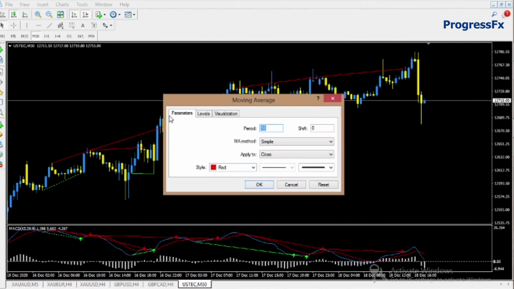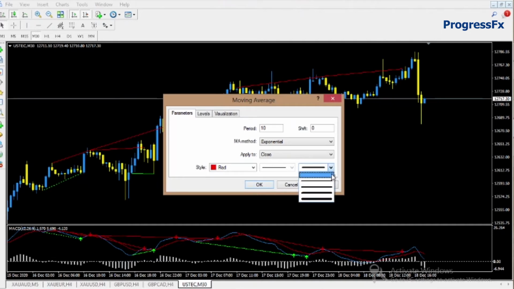The first moving average we are going to add is the 10 moving average. You set the period to 10, then the method to exponential, then you set the color to any color of your choice, then apply to close. Here is where you can choose the size of the line you want to see, and this place as well, if you want to determine whether you want to dot it. Then you click OK.